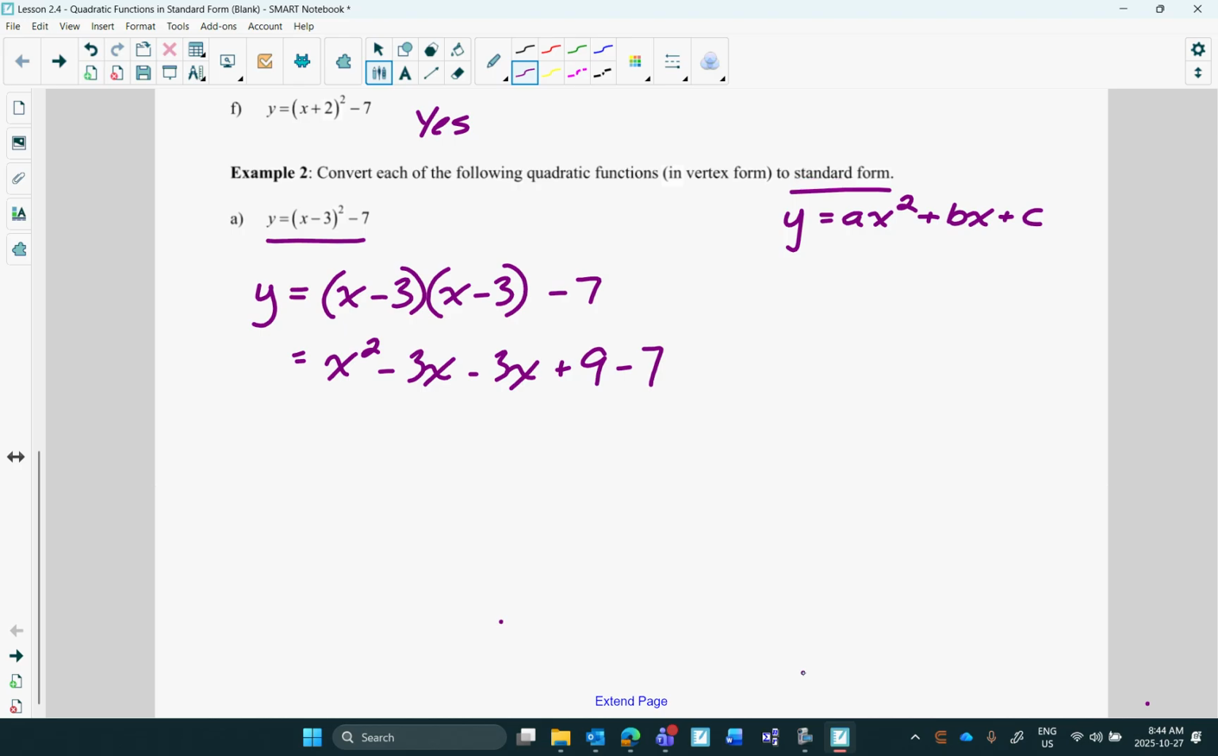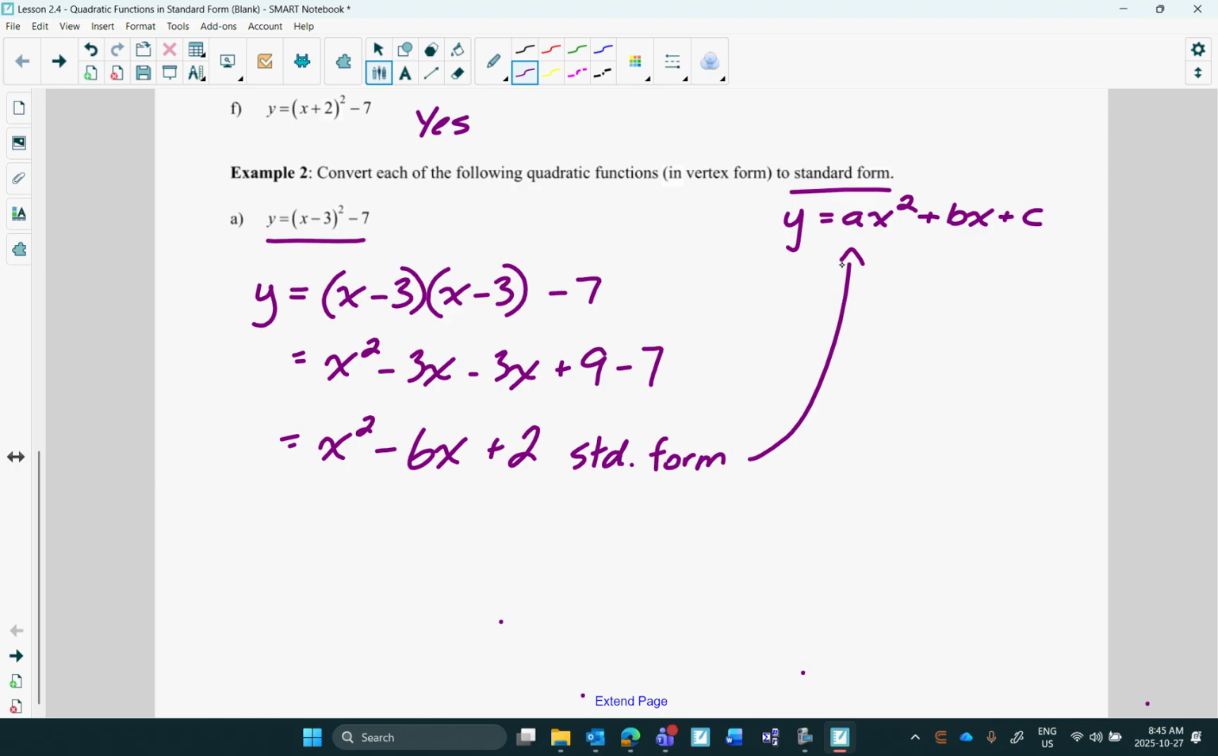We can simplify some things. If I collect the x's, what do I get? Negative 6x. And if I collect the numbers? Plus 2. That's standard form, because it looks like this. It's got an x squared, doesn't have a number in front of it. That's okay, the number's actually 1. It's got an x term. It's got a number.